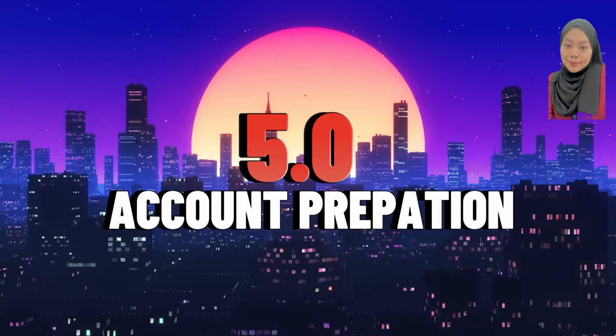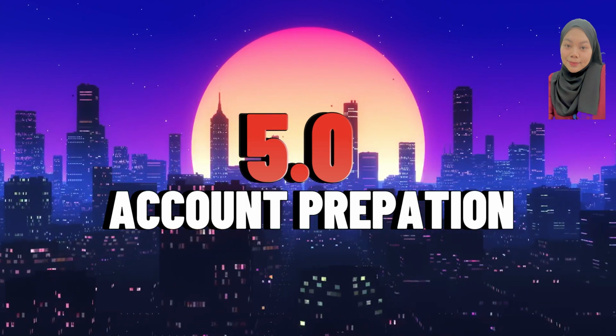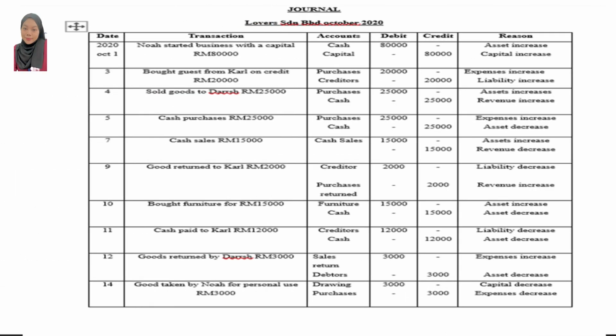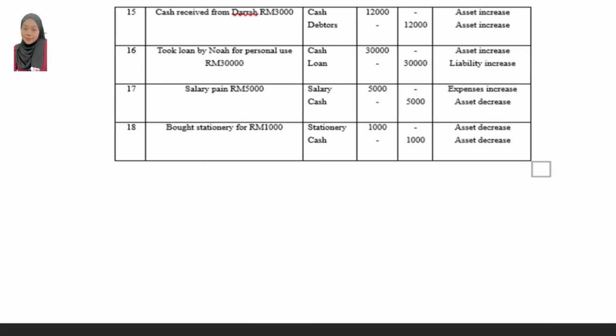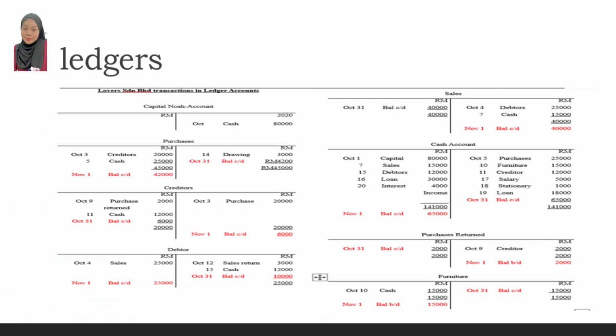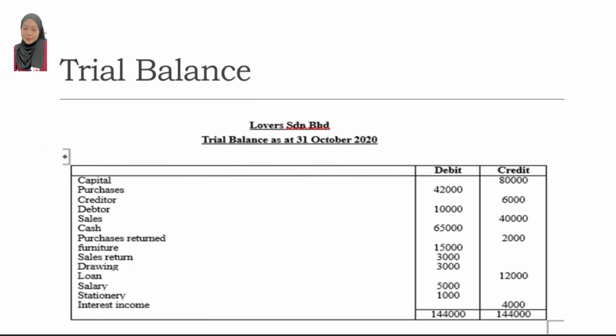Next, move to 5.0. It's account preparation. This is our journal, our ledger, and this is the trial balance.